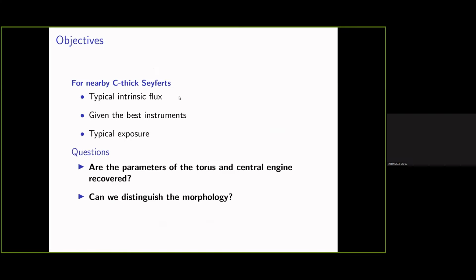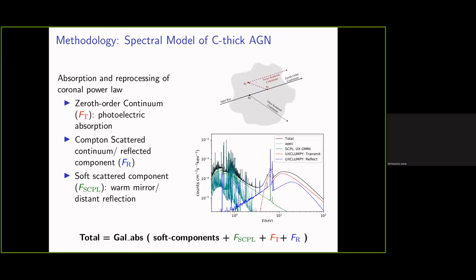So for nearby Compton-thick CFERs with typically high intrinsic flux, and given the best instruments both in the softer and the harder X-ray bands, and a typical exposure, are the parameters of the torus and the very central engine recovered? And can we distinguish the different morphologies? So to do that, we adopt a very simplistic spectral model of Compton-thick AGN and base our studies on simulations of this very simple spectral model.